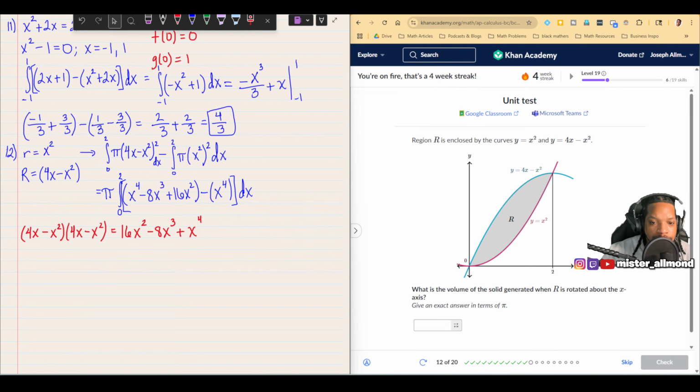So negative 2x to the fourth plus 16 over 3x cubed. Evaluated from 0 to 2. Don't forget that pi. Okay. This is Calculus BC. Or Calculus 2 if you're in college.